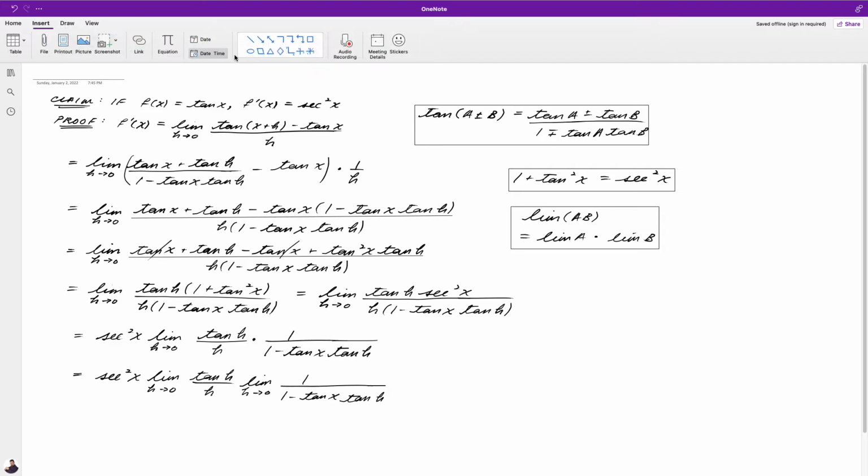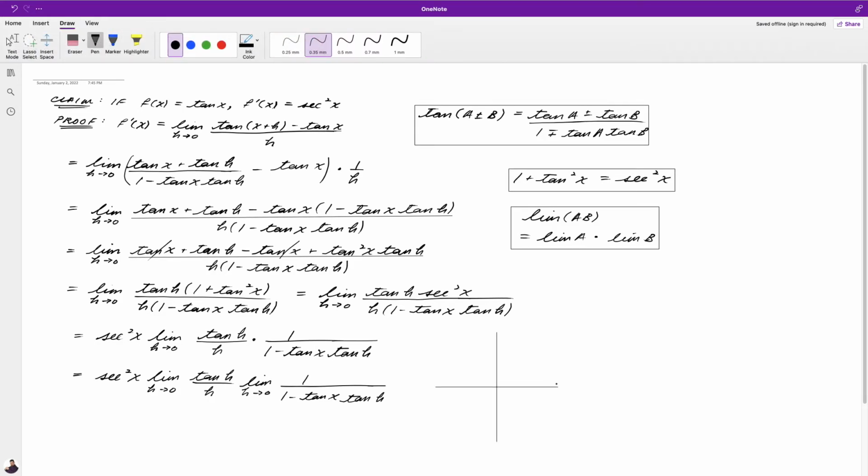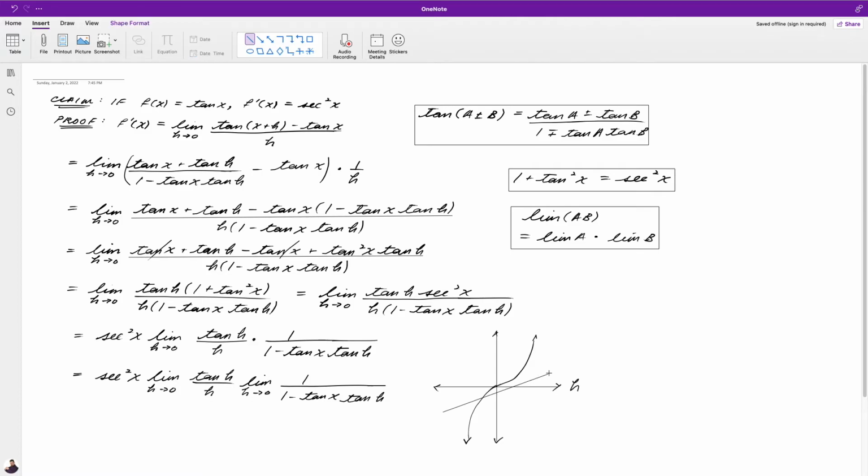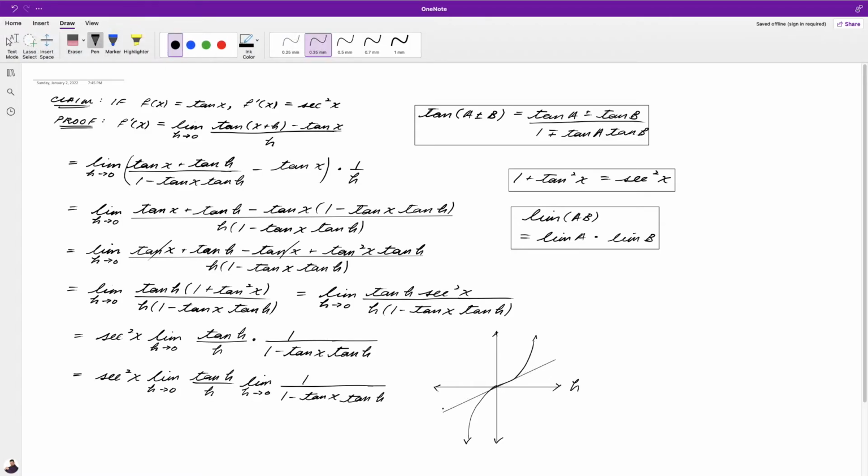The first factor, I'm going to show you, is also going to be 1. I'm going to use a diagrammatical argument here to show that. It's important that the viewer sees these arguments if the viewer has not seen them yet. So we're going to call this y1 equals h, and we're going to call this y2 equal to tangent of h. All right, now what's happening right here?